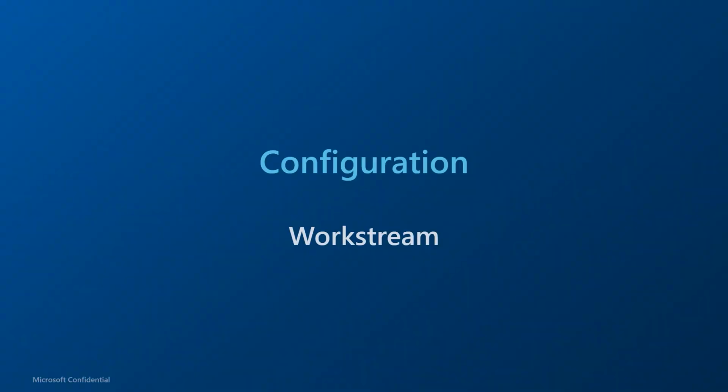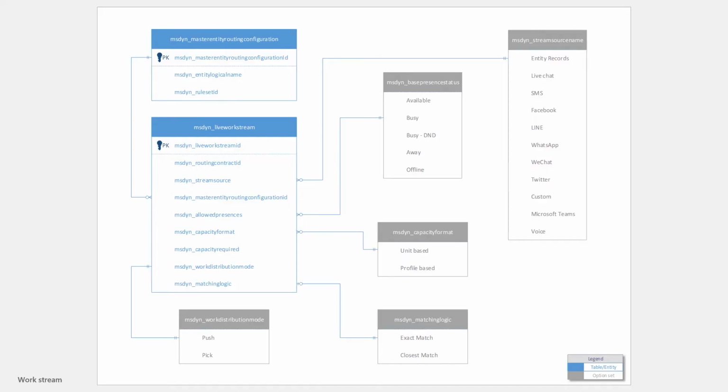Moving on to workstream configuration. A workstream is a container to enrich, route, and assign work items. A workstream is modeled with the MSDN live workstream entity. MSDN stream source defines the channel type of the workstream. For record routing, this will be entity records. The MSDN master entity routing configuration column identifies the entity type, case, lead, or foobar, that will be routed with the workstream. MSDN work distribution mode defines the mode of work item assignment to agents, the supported modes being pick or push.